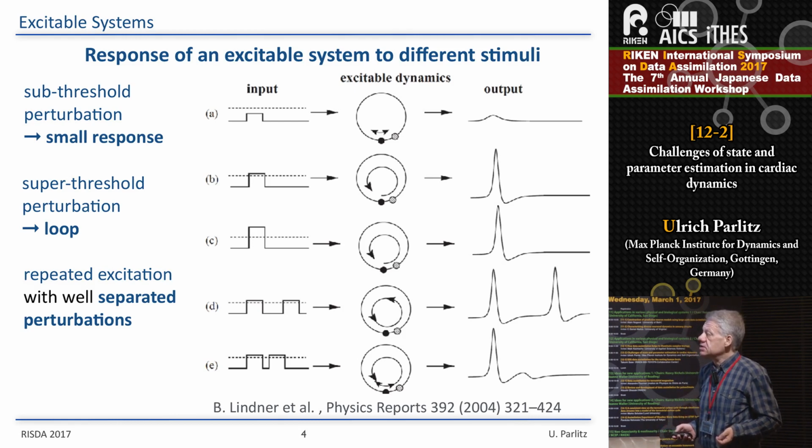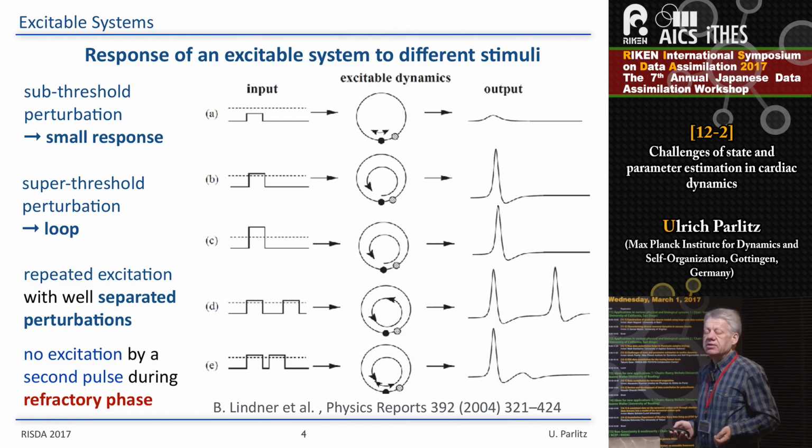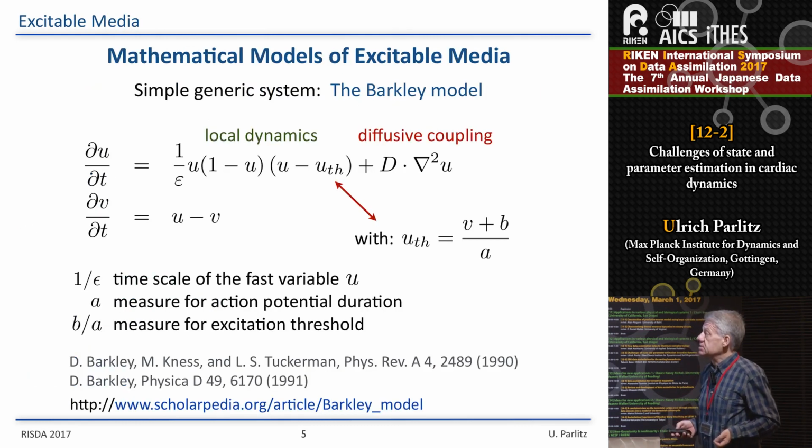But if you do it too early, so that the system is still running around in state space and has not yet returned to the stable fixed point, then you will only see a very weak perturbation or output pulse here due to the second perturbation. And this period where the system needs to recover is called the refractory phase. And this is an important feature of all excitable systems.